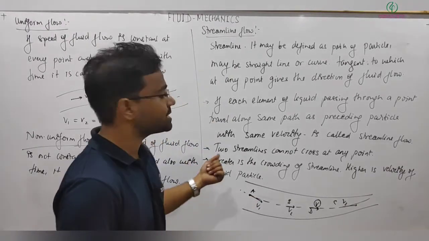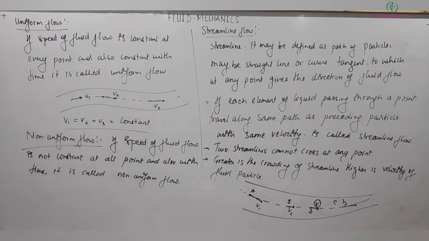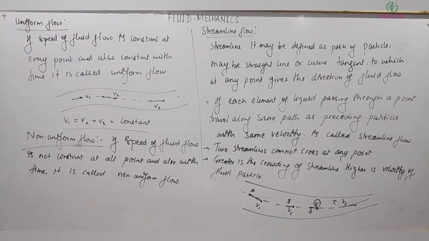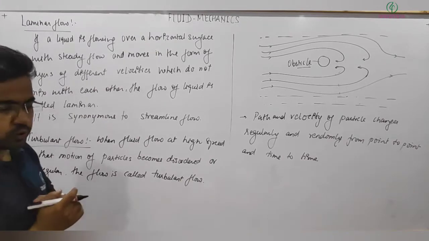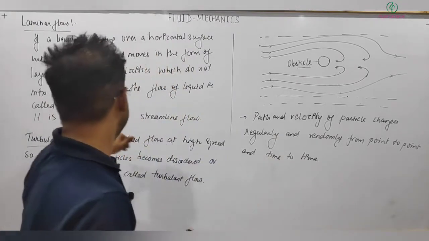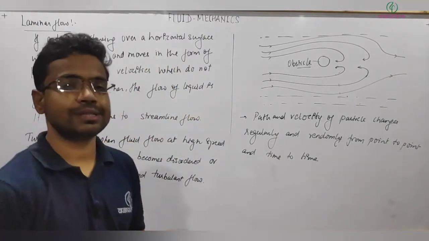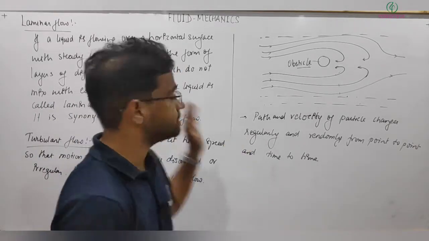And next comes laminar and turbulent. Let me define those also. Next is laminar flow. Laminar flow is also steady flow, or synonymously we call it streamline flow. Streamline flow we understood, but here things become a little bit different.